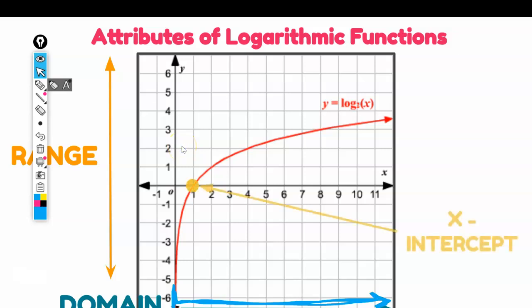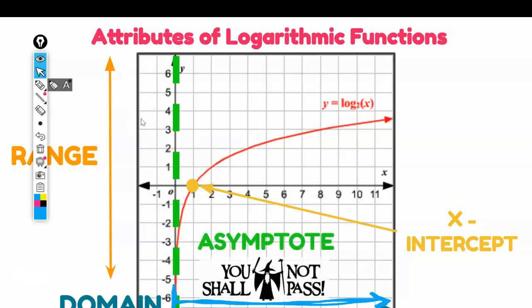We have our y-intercept and x-intercept. It's always going to have an x-intercept, but we have that asymptote. Instead of an exponential, where our asymptote goes side to side and is horizontal, our logarithmic has a vertical asymptote, so it's going straight up and down. So you don't touch or pass the asymptote.